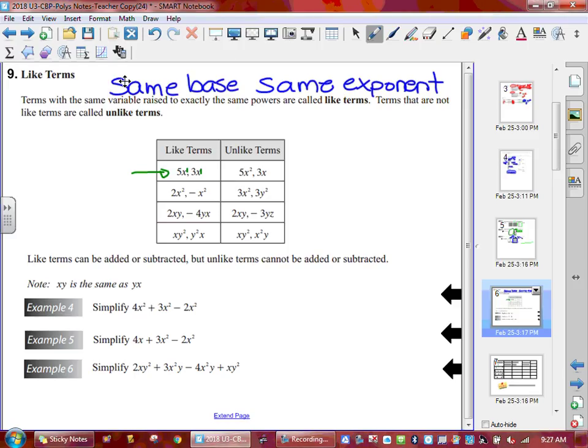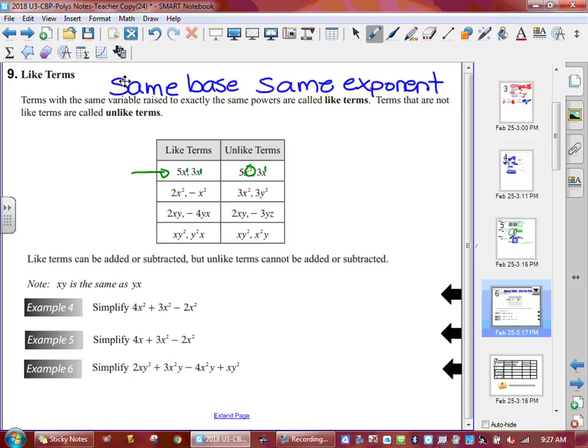Let's look at the next one. One of them's positive, one of them's negative. Did like terms say anything about positives and negatives? No. So they can be positives or negatives. It doesn't matter. The thing that matters most is same base, same exponent. They have to have the same base, meaning the variable, and the exponent in order to add the numbers in front. So these both have an x squared, x squared. That means they are like terms.